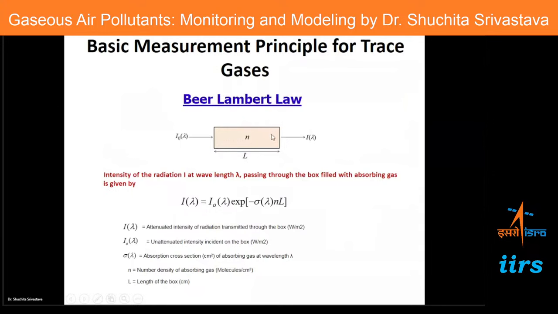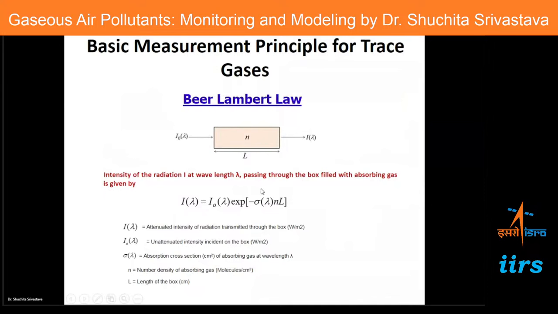Here you can see there is an absorbing gas box. There is a box and it is full of absorbing gas, and N is the number density of absorbing gas. L is the length of the absorbing gas box, I0 is the incident intensity, and I lambda is the outgoing intensity. So the Beer-Lambert law is a relationship between all these parameters. I lambda is equal to I0 lambda times exponential of minus sigma N L. Here I lambda is the transmitted intensity, I0 lambda is the incident intensity, N is the number density of absorbing gas, and L is the length of the absorbing box.